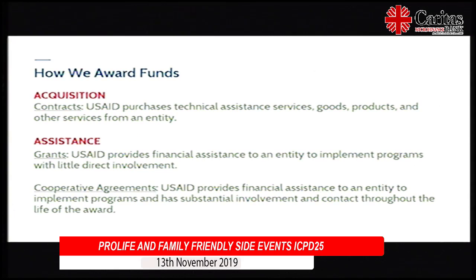For grants, USAID provides funds to a responsible grantee to implement a program with little direct involvement during the life of the program. Cooperative agreements are used when USAID provides funds to a partner but has more substantial involvement and contact with the partner during the project.